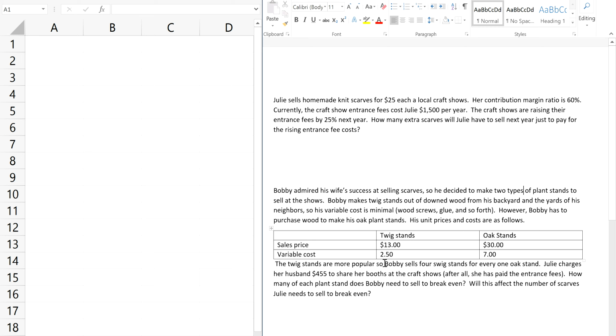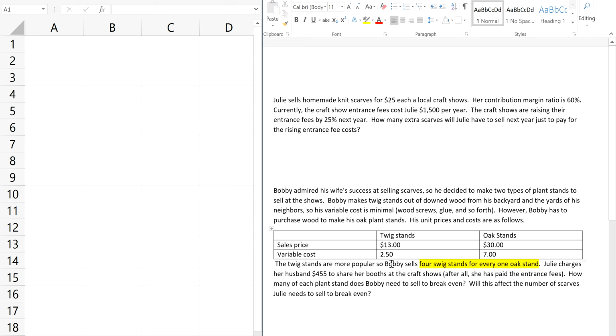So wicker stands are more popular, so Bobby sells 4 wicker stands for every 1 oak stand. Now this is very important information. We'll come back to it. Julie charged her husband $455 to share her booth at the craft shows. After all, she has paid the entrance fee. How many of each plant stand does Bobby need to sell to break even?